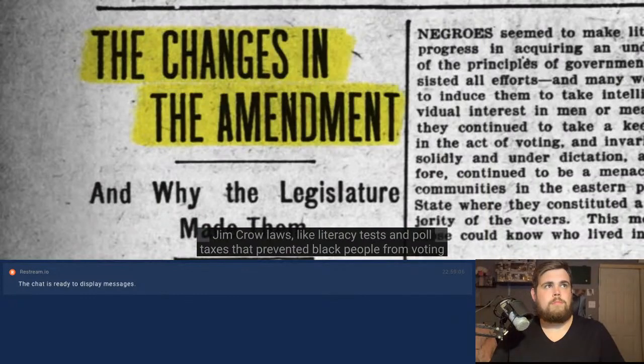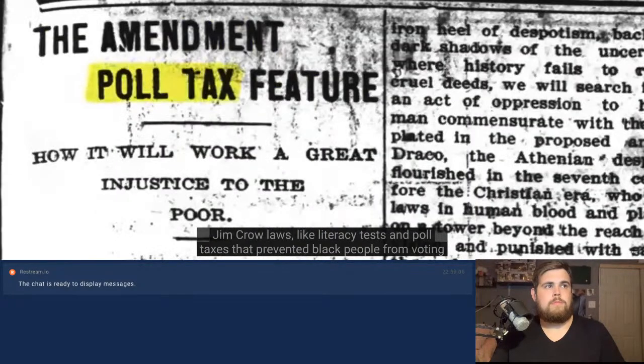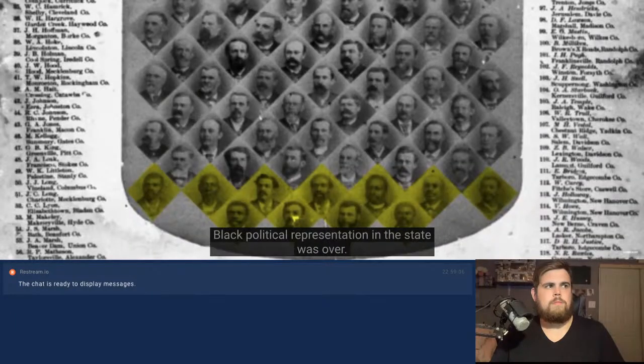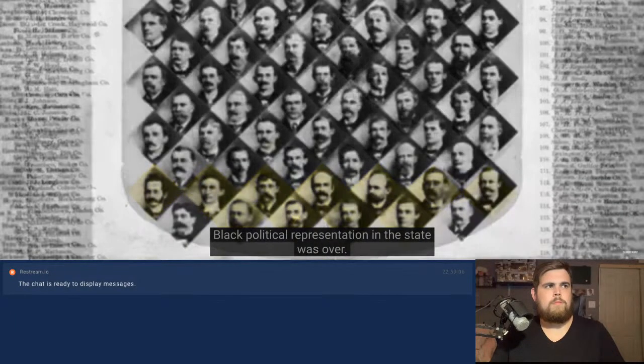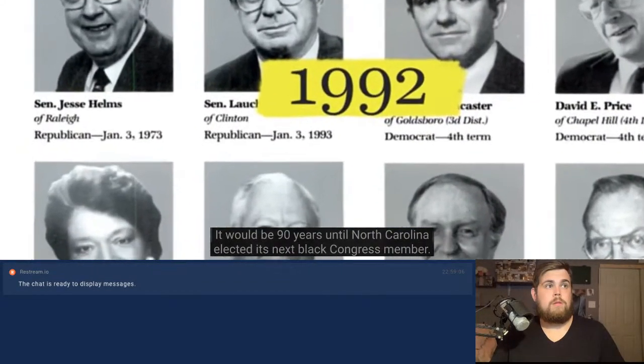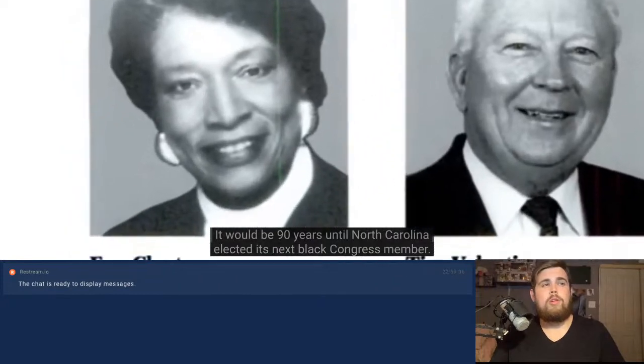Jim Crow laws like literacy tests and poll taxes that prevented black people from voting were immediately enacted, and Wilmington's spirit of black opportunity was crushed. Black political representation in the state was over. It would be 90 years until North Carolina elected its next black congressmember.